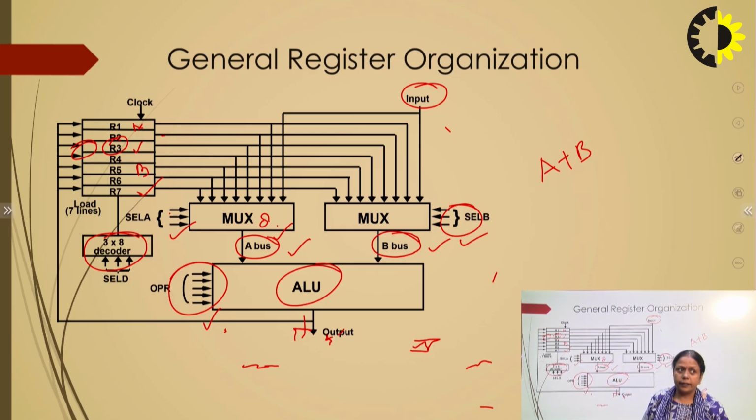So, these registers will not take the input from the ALU. Only R3 will take the input from the ALU. So, in this way, the A plus B instruction will be performed in the general register organization.